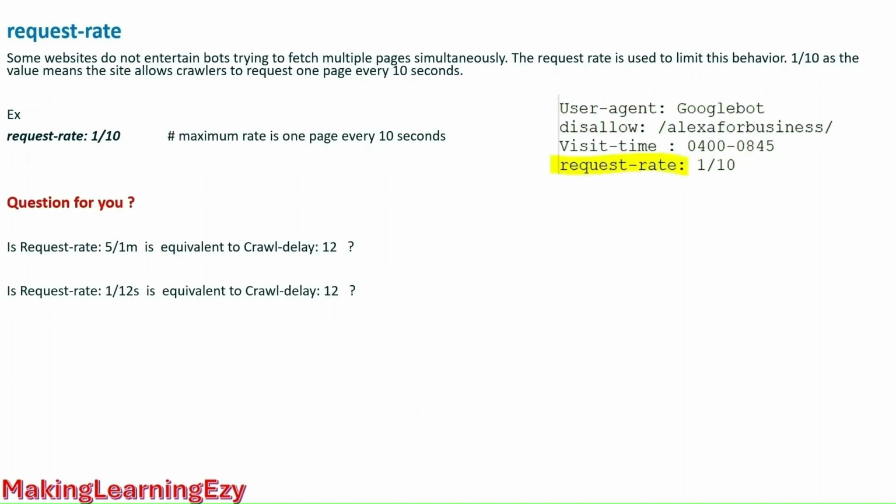Next directive is request-rate. Some websites do not entertain bots trying to fetch multiple pages simultaneously. The request-rate is normally used to limit this behavior. This directive is used to control the simultaneous access of the pages. In the example, you can see how you need to mention request-rate: 1/10. What it means is the maximum rate is 1 page every 10 seconds. I have attached one screenshot from robots.txt where you can see request-rate. So Googlebot will only be allowed to crawl 1 page every 10 seconds.